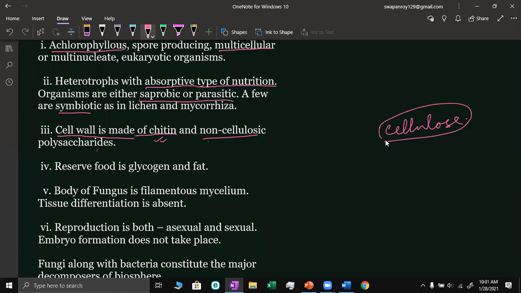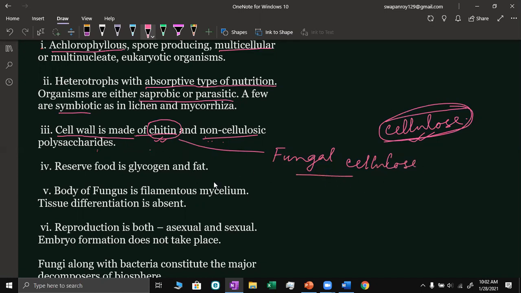Plant cell wall is basically made of cellulose, but here the cellulosic cell wall is absent. It is non-cellulosic, and this one is chitin. This is also called fungal cellulose. Chitin or fungal cellulose, you can say. As it is a heterotroph, the reserve food material is glycogen and fat. In plants, the reserve food material is starch. Here, like the animals, the reserve food material is glycogen.